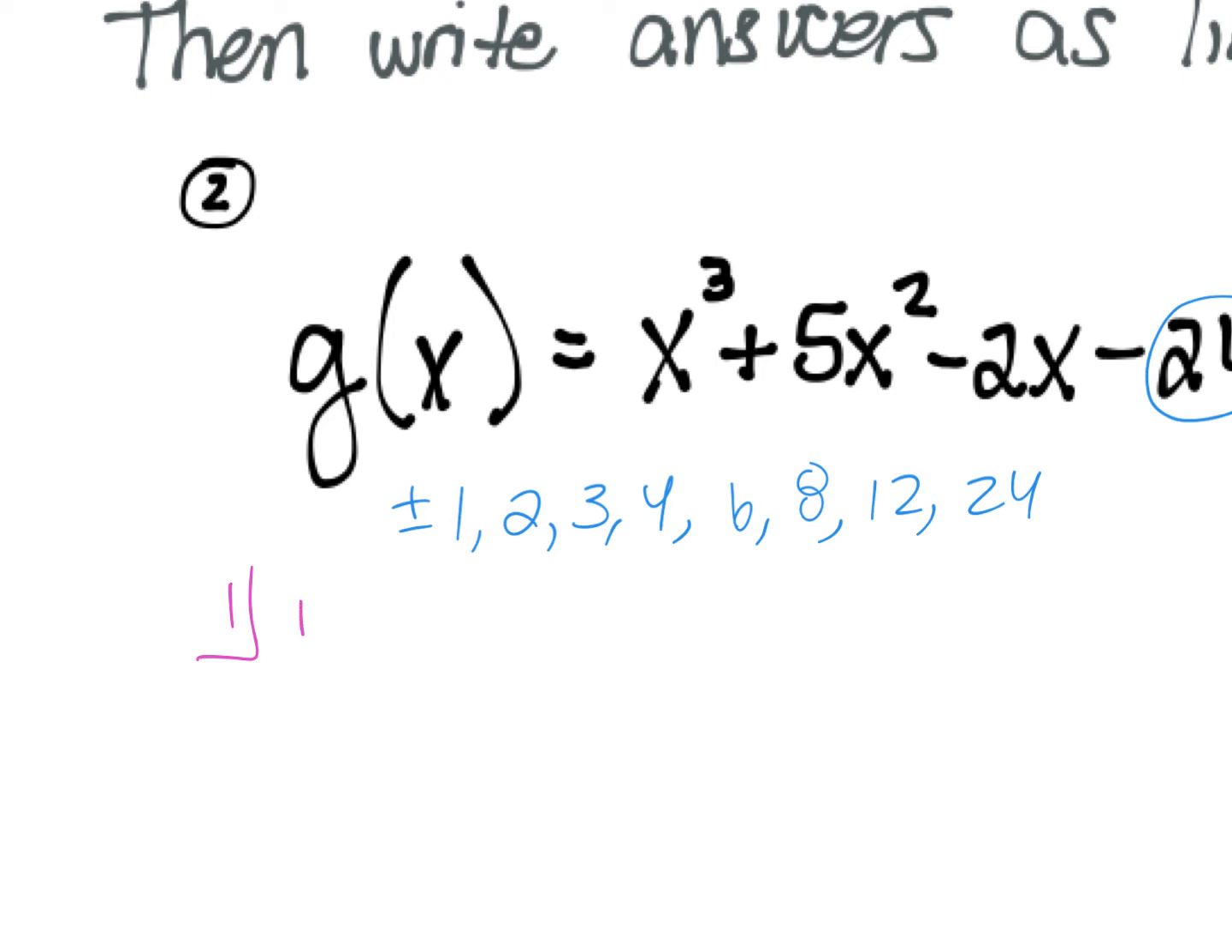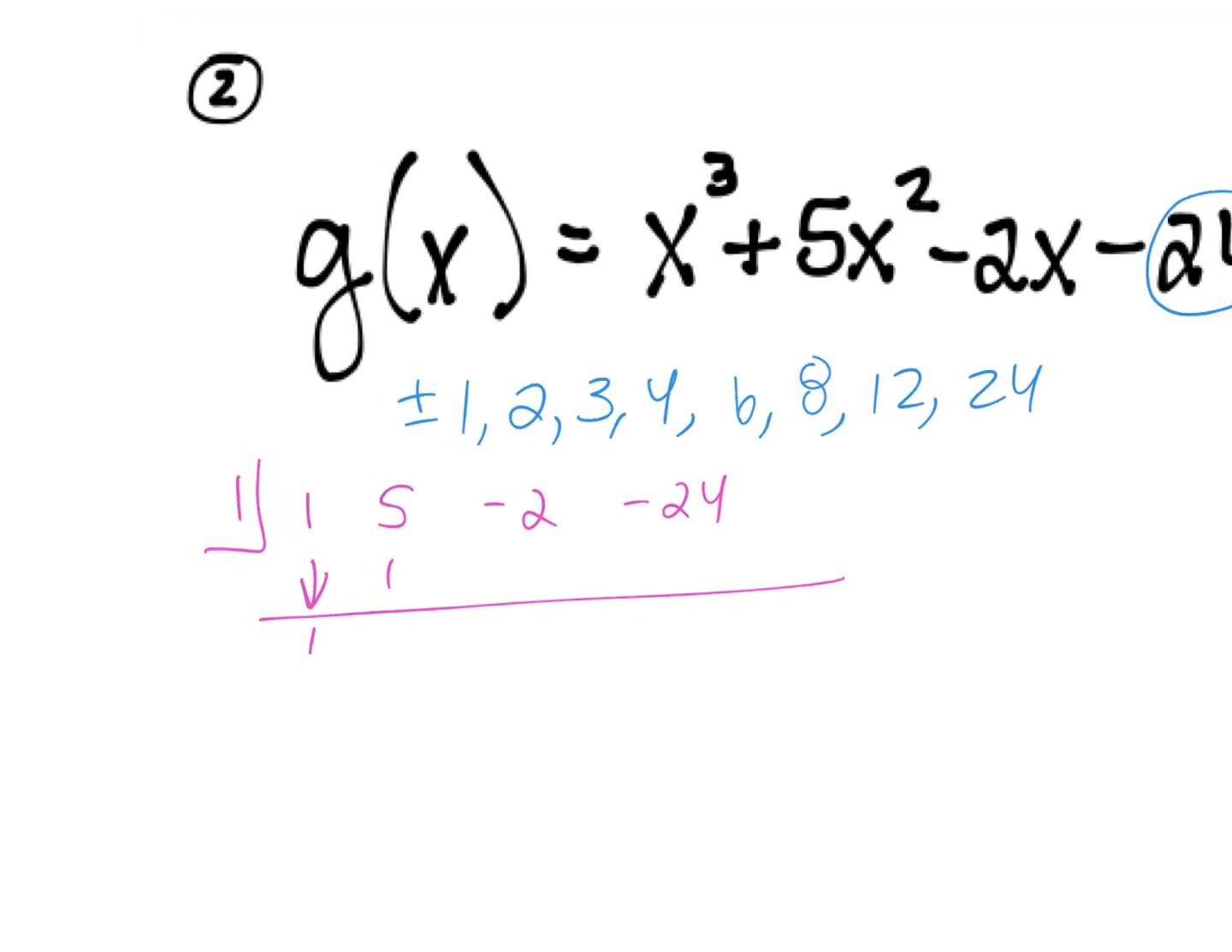So write out your coefficients. 1, 5, -2, and -24. Bring down your 1. 1 times 1 is 1. 5 plus 1 is 6 times 1 is 6. -2 and 6 is 4. Is this going to work? No. So go to the next one.